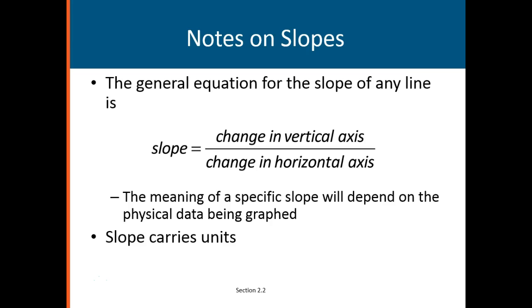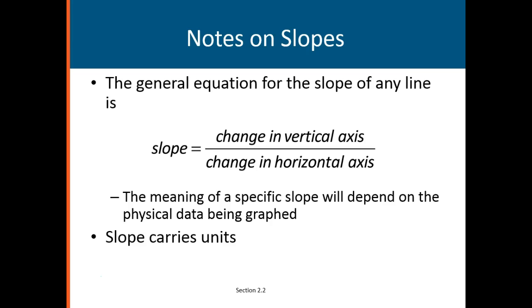So here's a few notes on slopes. The general equation for the slope of any line is change vertical divided by change horizontal. Back in math class, you called that y2 minus y1 vertical over x2 minus x1 horizontal. Okay? Just remember now in physics, the horizontal and vertical could stand for different units. Displacement vertical over time horizontal, then it would be meters per second. So you would have different units there.